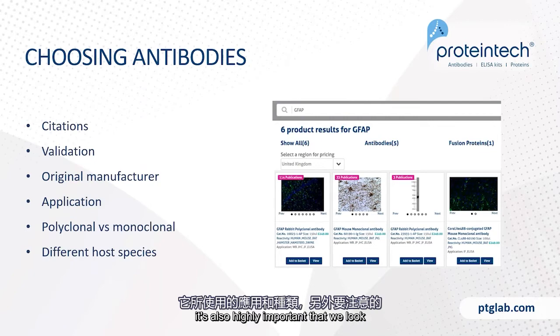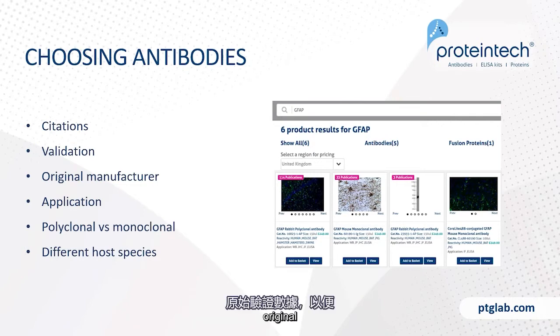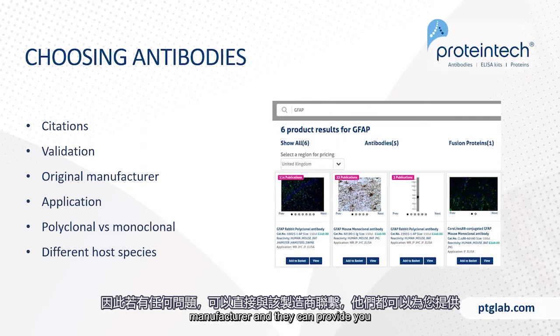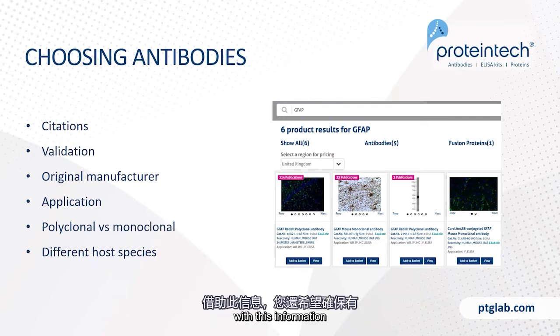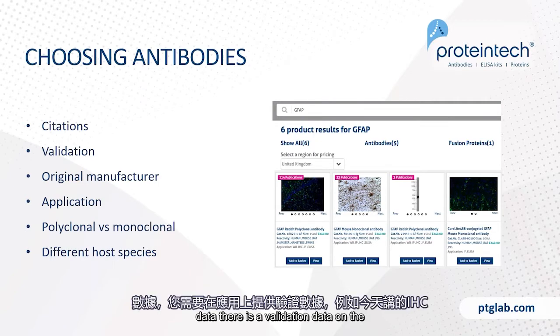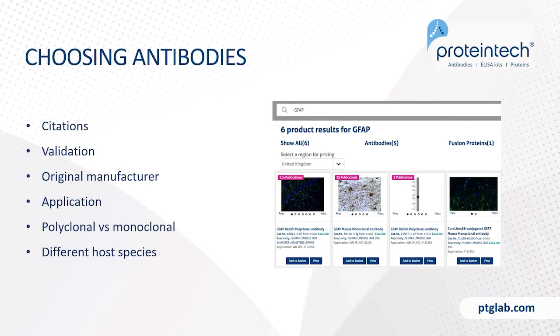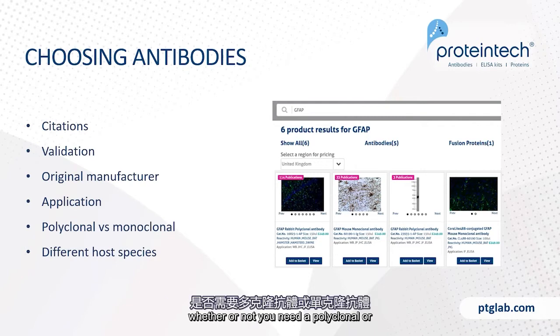It's also highly important that we look at how the antibody was validated and whether or not that manufacturer has the original validation data, so that if you're having any issues, you can speak to this manufacturer and they can provide you with this information. We also want to ensure that there is validation data on the application that you require, so in this case, immunohistochemistry.